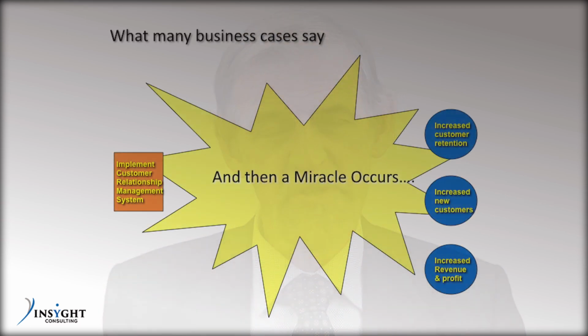If we look at a business case, for example, and we'll see this on the slide, a business case will say if we invest in this particular initiative, in this case a customer relationship management system, we will receive these benefits or value later on. The problem is, in the middle is a miracle. Well, of course, miracles don't occur. What we need to see is what are all the connections that make the value.